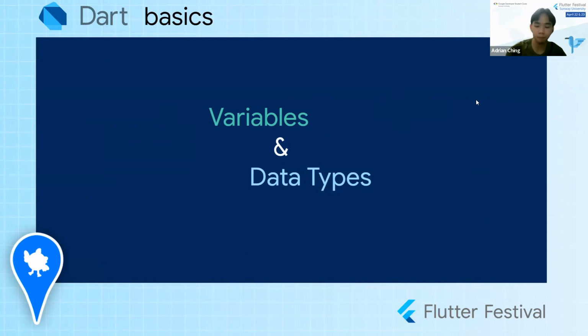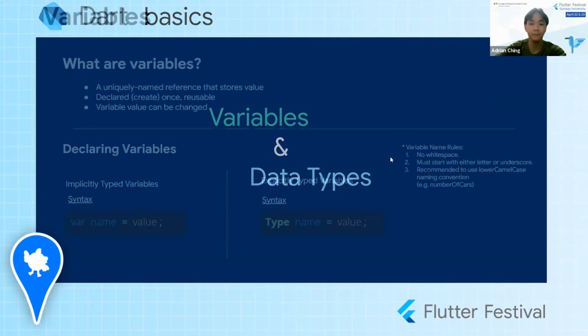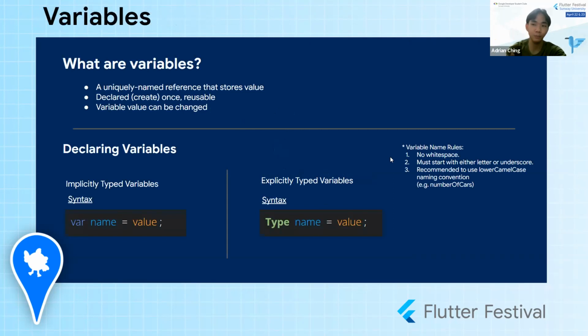Alright, so the first topic is variables and data types. If you are completely new to programming, don't worry, I'll explain everything from scratch. So variables are uniquely named references that store values. And since they're uniquely named, you cannot create, or in programming terms, declare, two variables with the same name in the same scope. Don't worry what a scope is, I'll explain it later on.